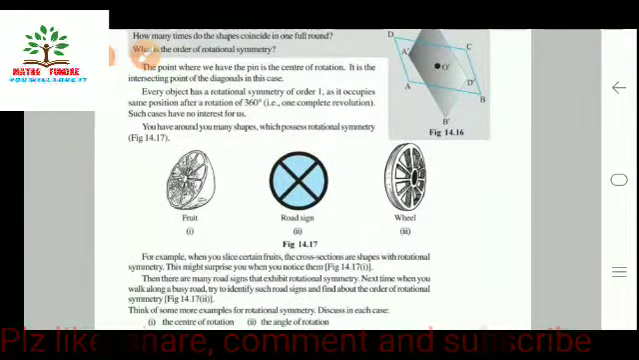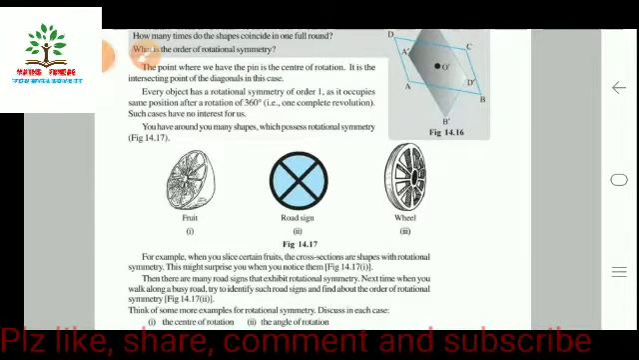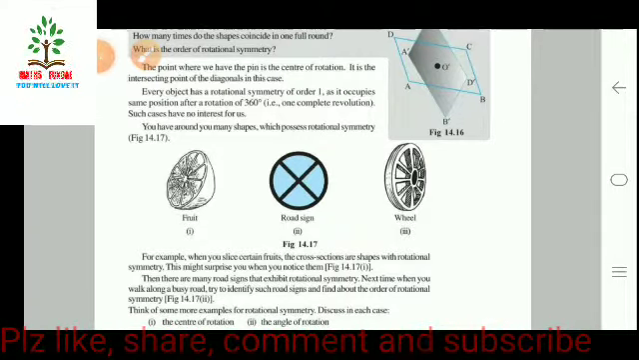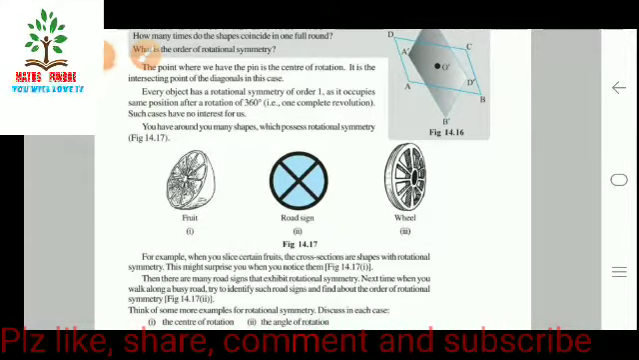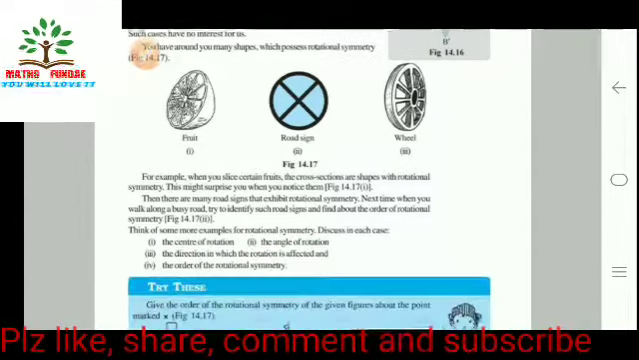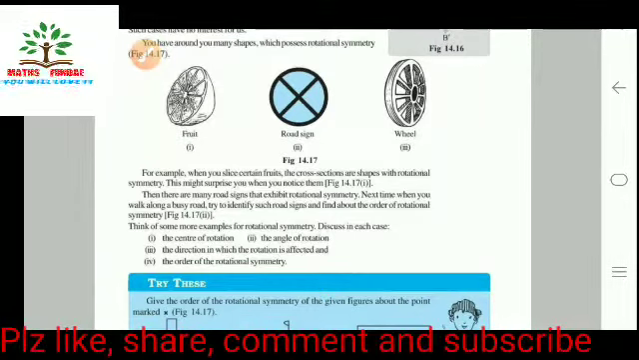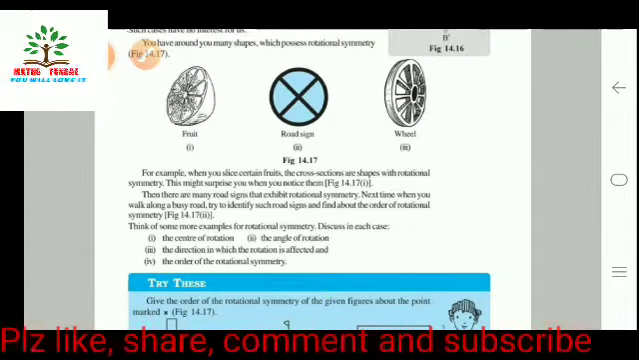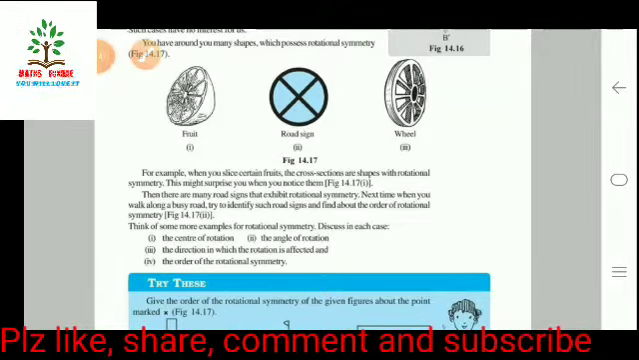Now every object has a rotation symmetry of order 1 as it occupies the same position after the rotation of 360 degree. It means if you rotate anything by 360 degree, it comes to the original position. That is only one time we are rotating, so it's 360 degree, so its order is 1, and the angle of rotation is 360 degree. So this point is clear. Now think about some more examples of rotation symmetry. We have to keep in mind the center of rotation, the angle of rotation, the direction of the rotation, and the order of the rotation symmetry. So this we have done.